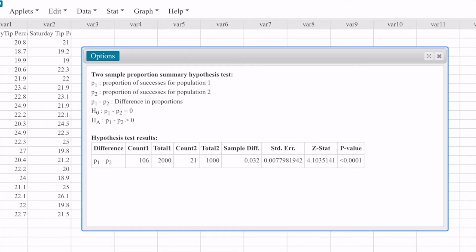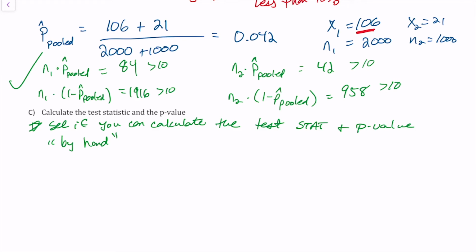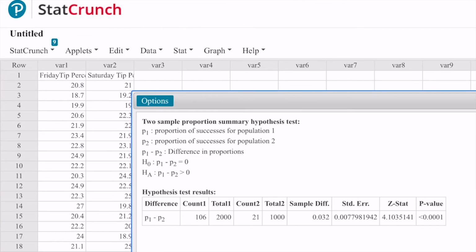Okay, so our p-value is tiny. The p-value is less than 0.0001. And what was our test statistic? It was 4.104.